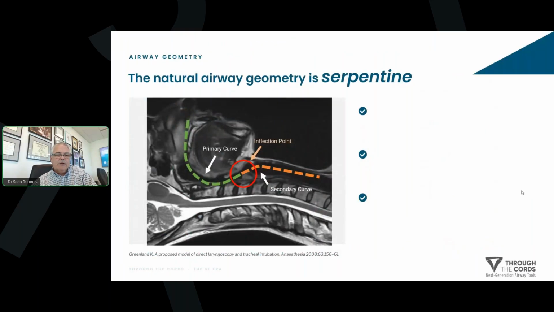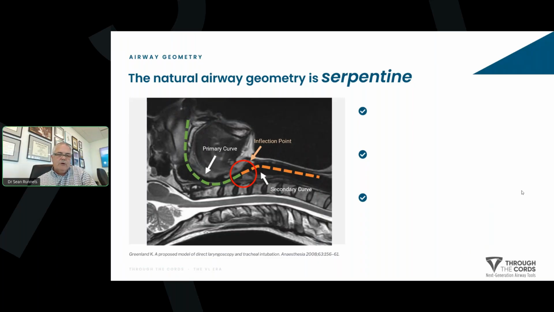So the natural airway geometry is serpentine. Ken Greenland published this in 2008. And the traditional model is alignment of 3 axes. That was invented in 1944 by Bannister, and it was really invented to explain how a direct laryngoscope works. It really is an irrelevant, but historically important geometric model in the video laryngoscopy age.